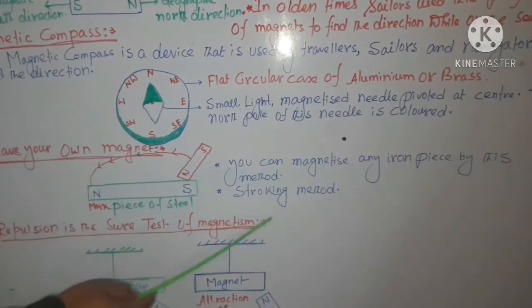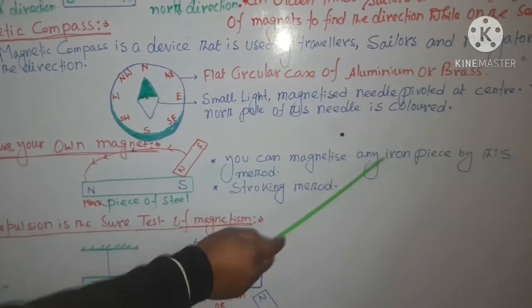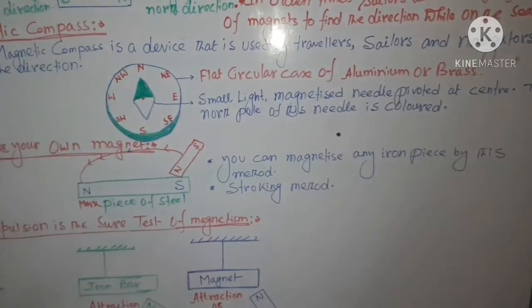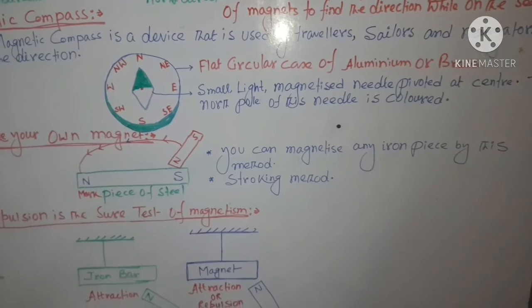By this method, an iron piece can be converted into a magnet.